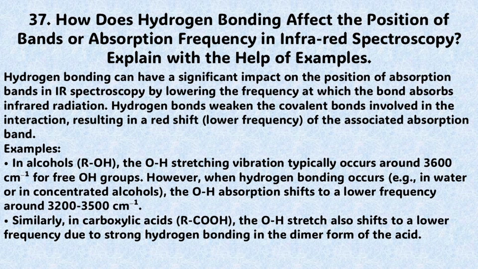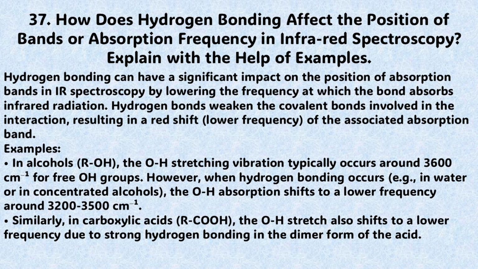Hydrogen bonding can have a significant impact on the position of absorption bands in infrared spectroscopy by lowering the frequency at which the bond absorbs infrared radiation. Hydrogen bonds weaken the covalent bonds involved in the interaction, resulting in a redshift, lower frequency, of the associated absorption band.